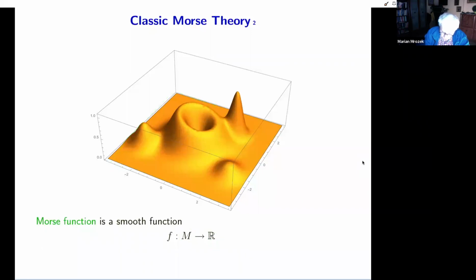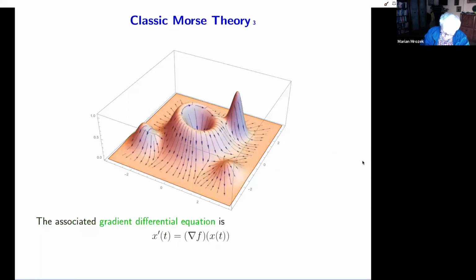Morse theory tries to relate the topological features of the manifold with the features of the gradient vector field. Once you have this smooth Morse function, you build the gradient vector field and you study this gradient differential equation, which roughly tells the solutions to go downhill. You see this in this simple picture, the idea of the flow lines.